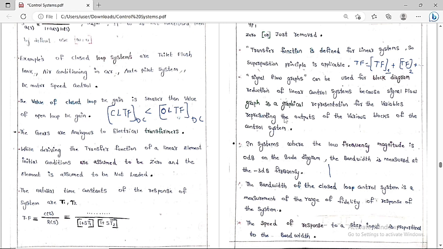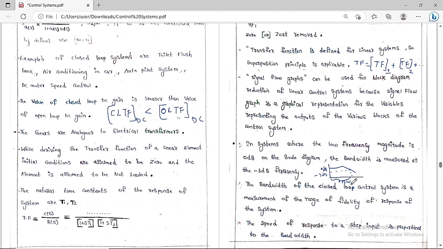Suppose you draw the Bode diagram, and you get something like this. Let me assume this is 0 dB and this is -3 dB. Then what is the range of this frequency? This overall frequency range is called the bandwidth. So whenever you draw the Bode magnitude plot, and the magnitude plot goes from 0 dB to -3 dB, this range of frequency is called the bandwidth. This overall range is called the bandwidth.